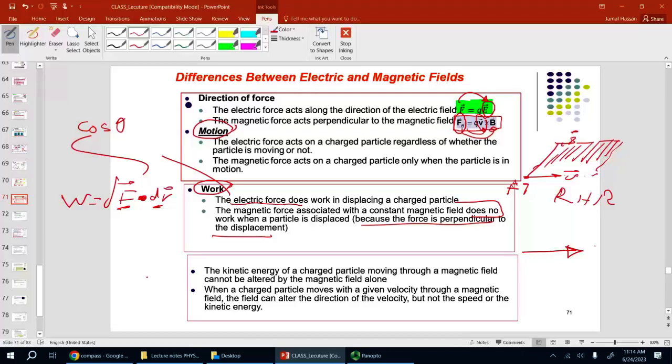That means an electric field can be used to make a charge faster or slower. But a magnetic field cannot do that. The only job a magnetic field will do is turn or deflect the charge. We're going to talk about this maybe in a few slides after that. Okay.